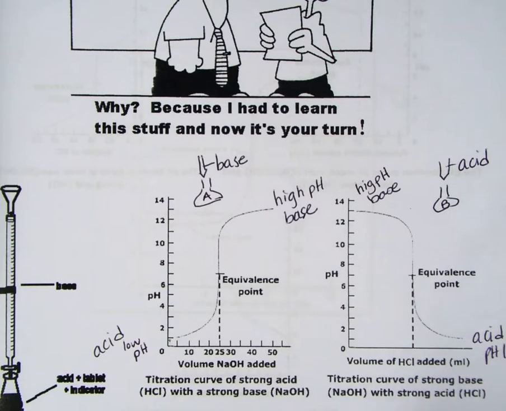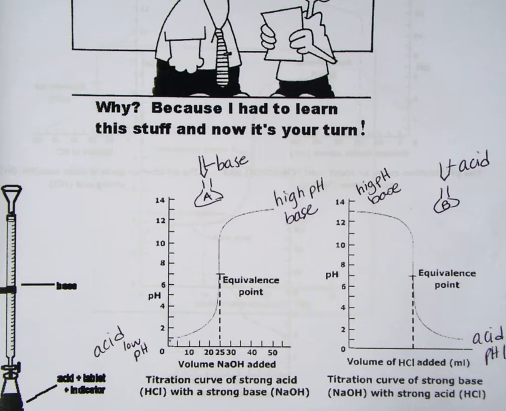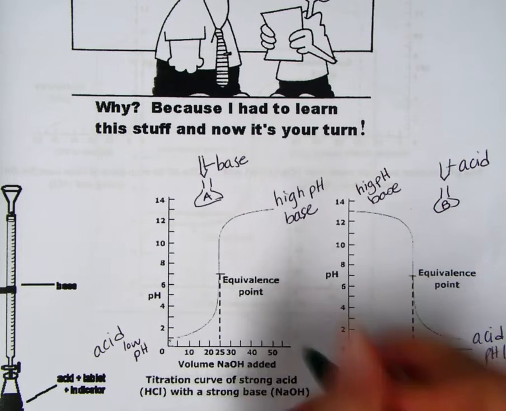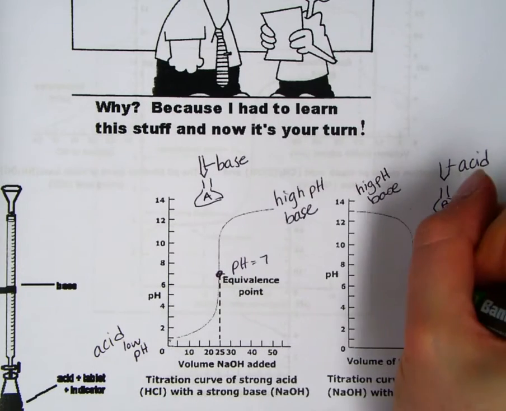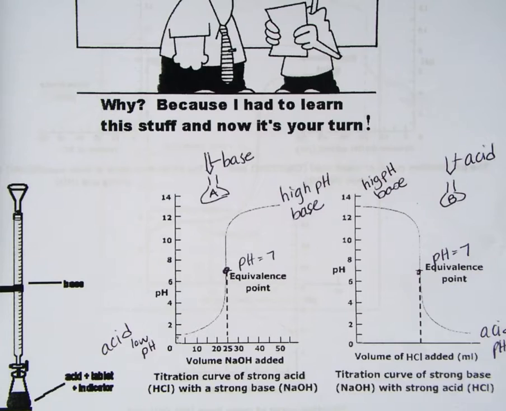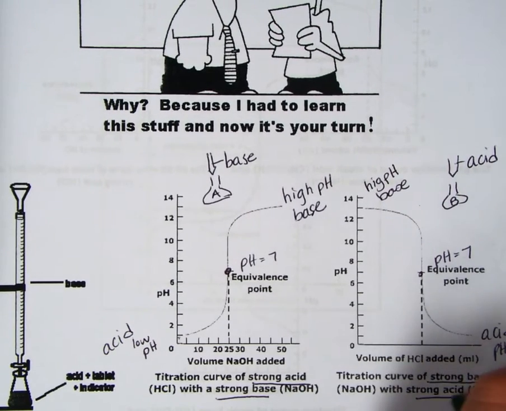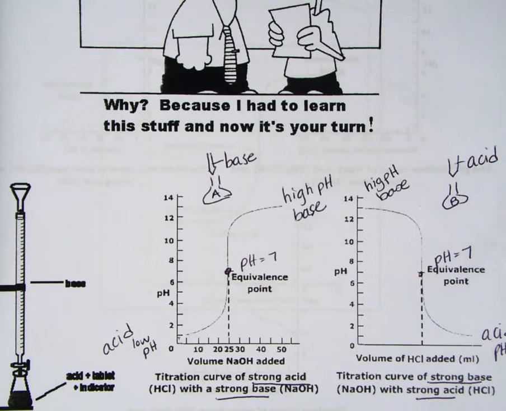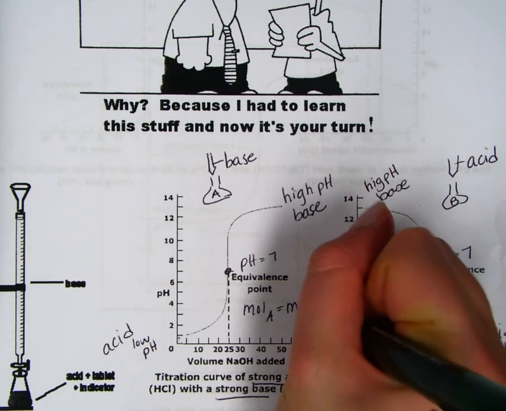Now, what you notice is both of these have an equivalence point where it seems like they're at a pH of 7, which would tell me that it's neutral. Well, if I add a strong acid to a strong base, or a strong base to a strong acid, I will get an equivalence point at a pH of 7. What that means is my moles of acid equals my moles of base.